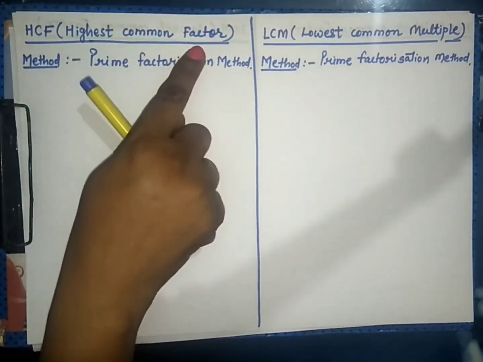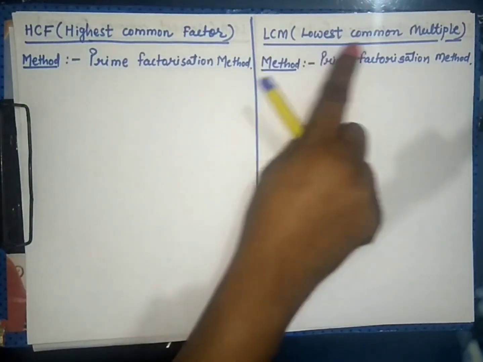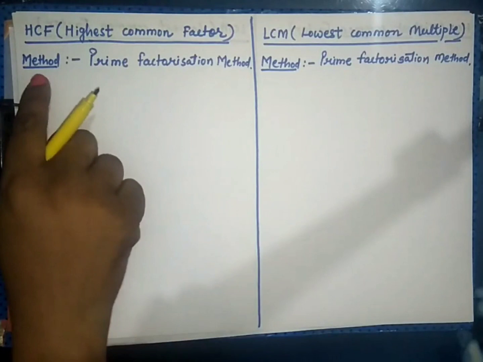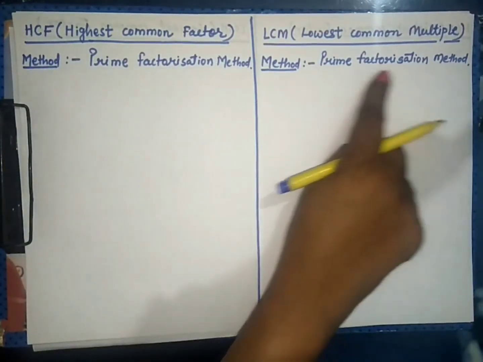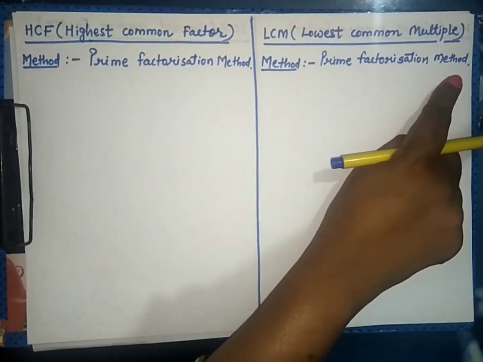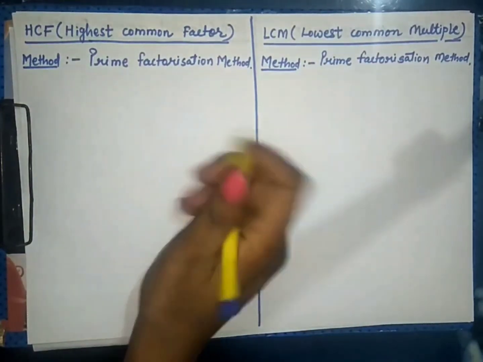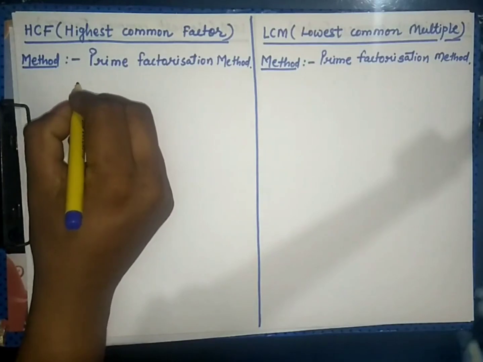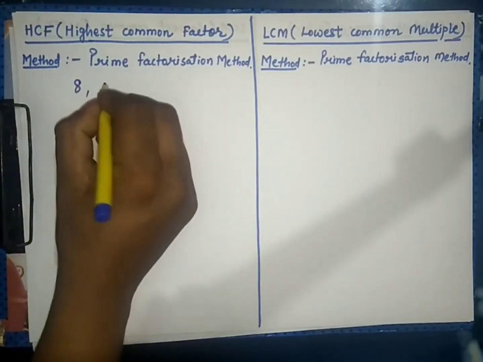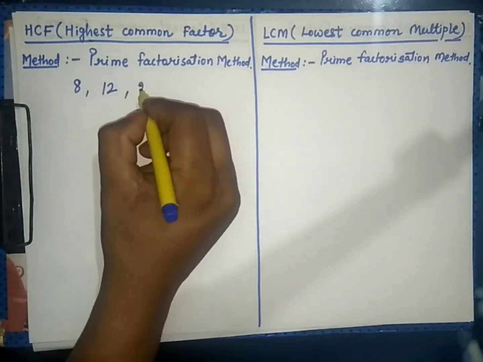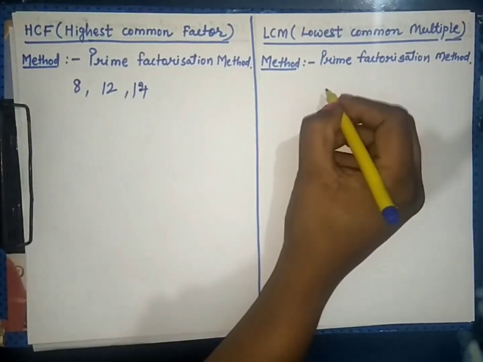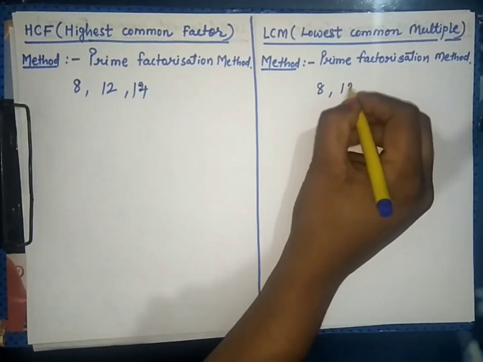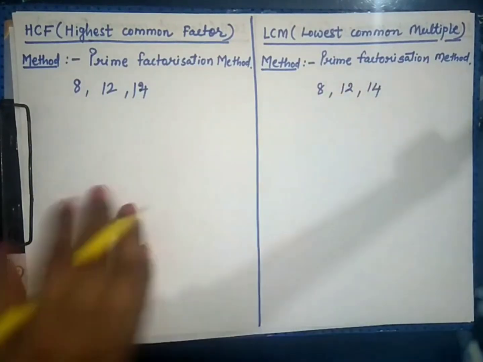HCF means highest common factor and LCM means lowest common multiple. Here I will tell you a single method, the prime factorization method, that can be used to find both HCF and LCM. In this method we use only prime factors to divide the given numbers, and on the basis of those prime factors we find the HCF and LCM for the given numbers.